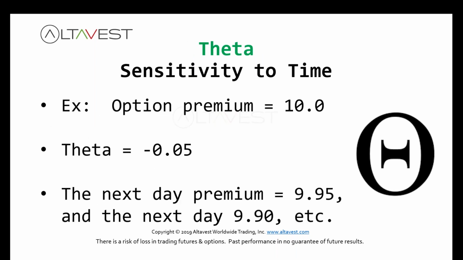For example, if the option's 10 points and theta is negative 0.05, well, the next day you're going to have theta decay, and that value slips from 10 to 9.95. Then after that, 9.90, and so on and so forth. So there's really no way around theta decay.